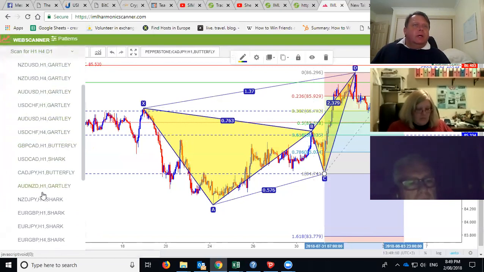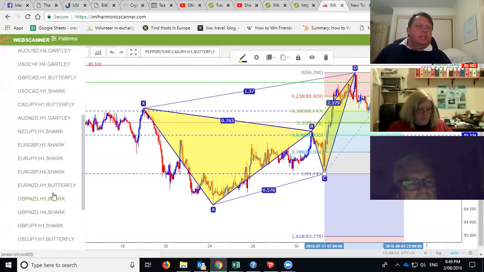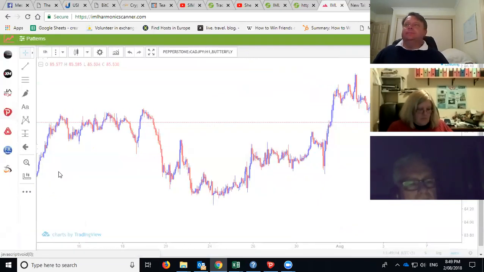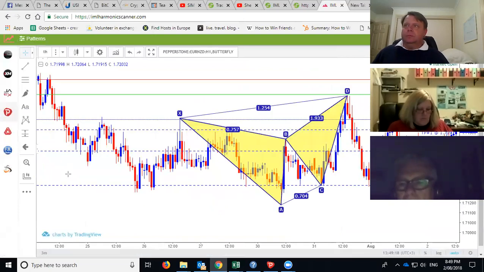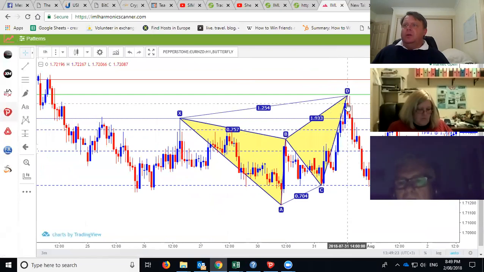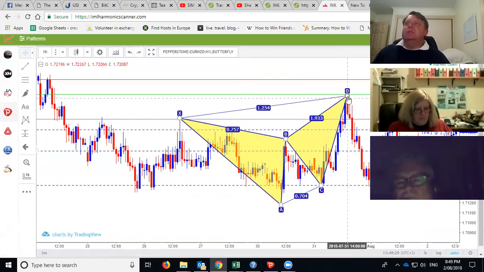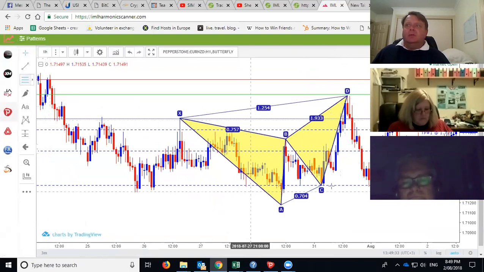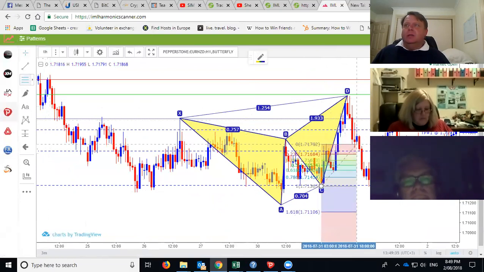What's next? CAD JPY. Let's go down even longer. Some of these have got really, really good history. This pattern was formed back on the 31st of July. What was that? Tuesday, I think it was. So it was formed back on Tuesday. The pattern was, again, let's run that little line from C to D.